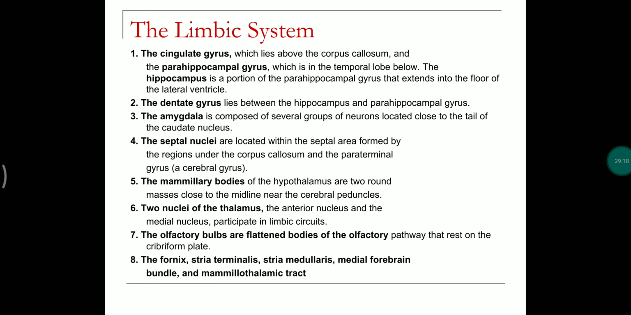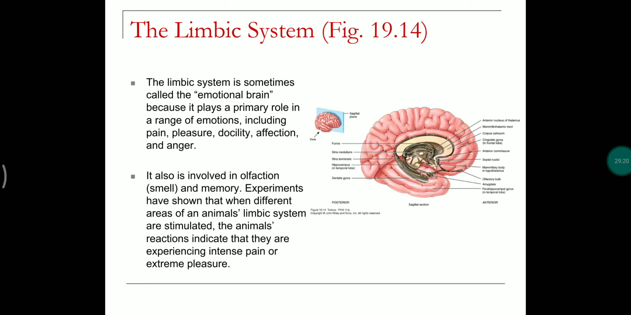So this limbic system plays a major role in the emotional balance in our body. It is also called the emotional brain, which maintains pain, pleasure, docility, affection, and anger.